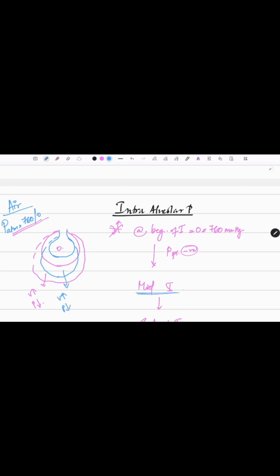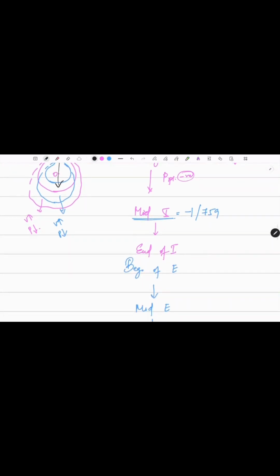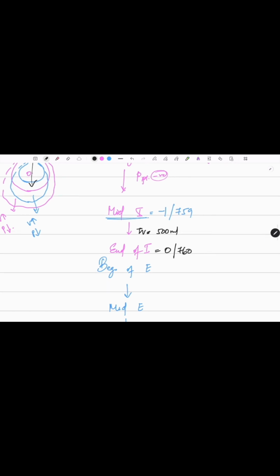So at the mid inspiration, the pressure decreases, it becomes less than 1 atmospheric pressure, less than the atmosphere. So the air will just come inside. At the end of inspiration, it becomes 0. That is, the pressure equalizes and a tidal volume of 500 ml is now coming inside the alveoli.